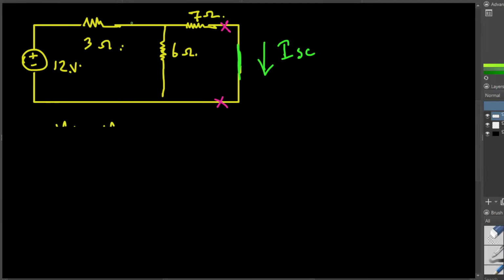If I find the current flowing through this, then I can apply current division. Let's see. So I is equal to V divided by R. V is 12, divided by 3. 12 divided by 3, how much? 4 ampere. So the current going through this one is 4 ampere. So we know the source current here.